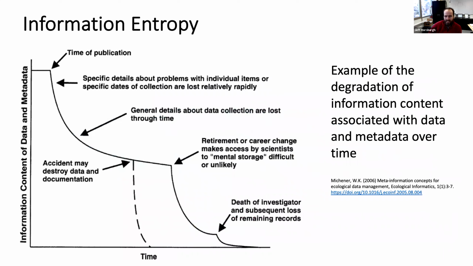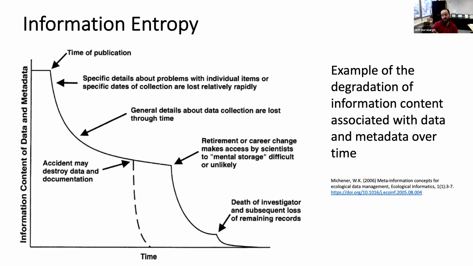And I think it's good to keep in mind this idea of information entropy. So on the left-hand side of this plot, we've got information content of data and metadata, and that's probably highest at the time we actually published the paper that describes what we did, and it may have some of our data associated with the paper, but over time, we start to forget the specific details. We start to forget about the problems that we experienced with the data, specific dates, things like that. All of those little minor details start going away.